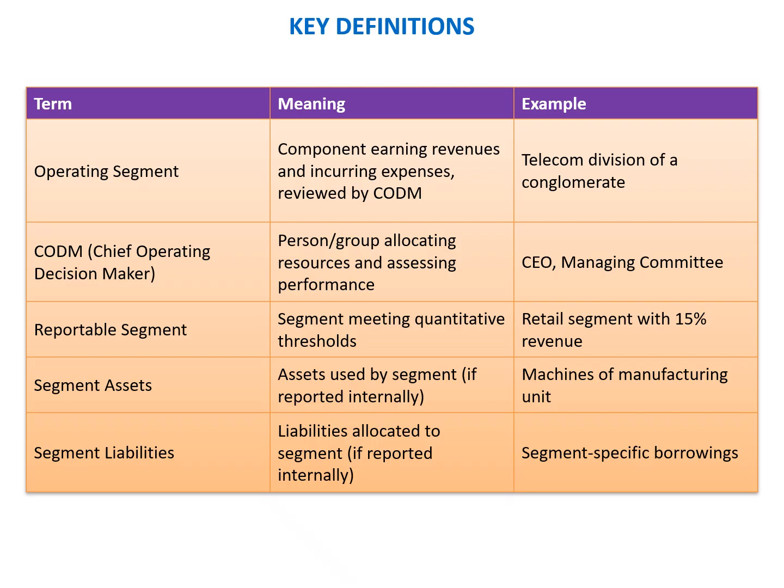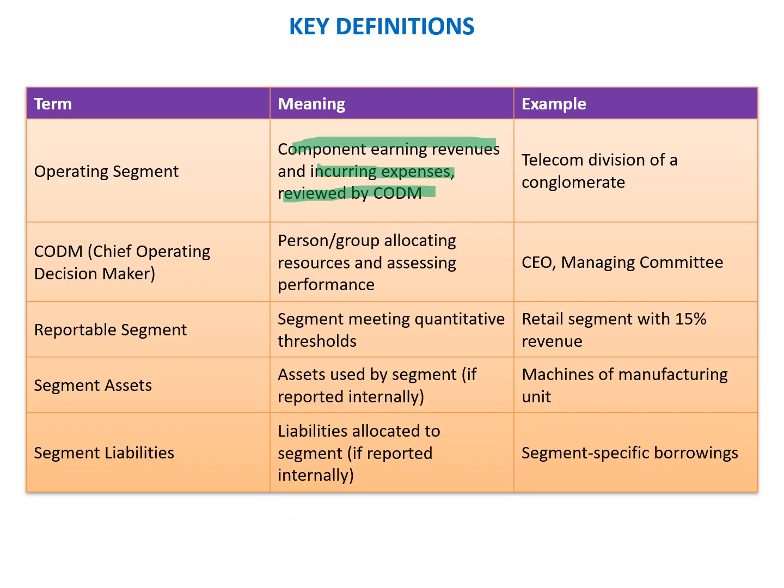Now we'll touch base on some of the key definitions which are required to be understood for Ind AS 108. So, operating segment. An operating segment means the component earning revenue and incurring expenses reviewed by the CODM. CODM is the chief operating decision maker team that takes the decisions about the performance of the operating segment. An example is the telecom division of a conglomerate.